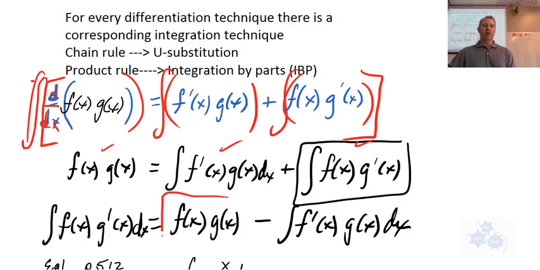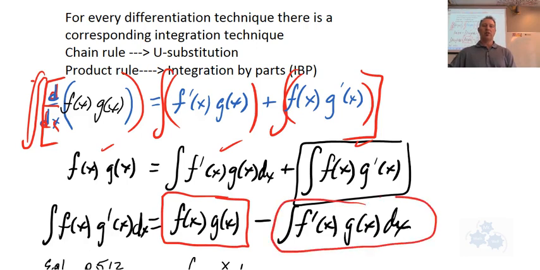So this part is super easy. It's the function that just shows up, and this one we're hoping is easier to integrate than the original one. So really what we're doing is taking a massive, complicated integral and splitting it into parts, right? Integration by parts.